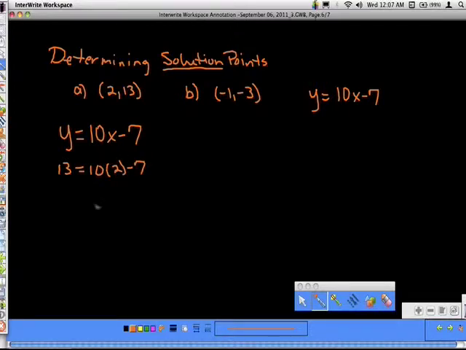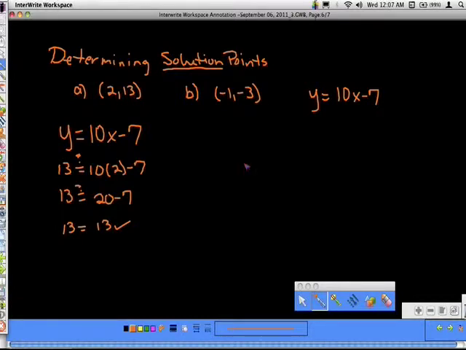And we're trying to see, is the left side indeed equal to the right side? So let's bring this down and simplify. 10 times 2 is 20. Subtract 7. 13 does equal 13. It's true. So that tells us that on this line, 10x minus 7, that point is actually on that line.